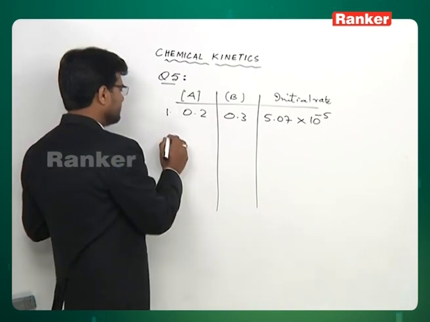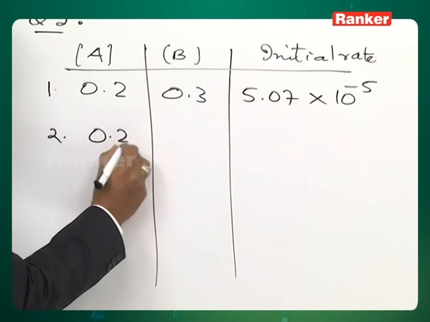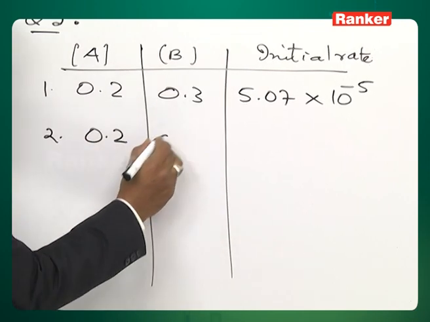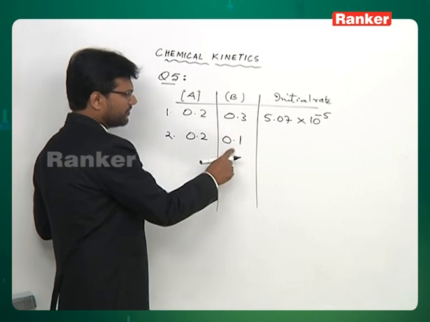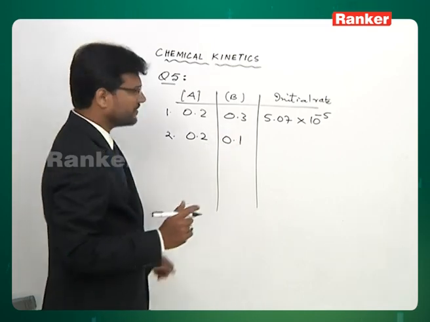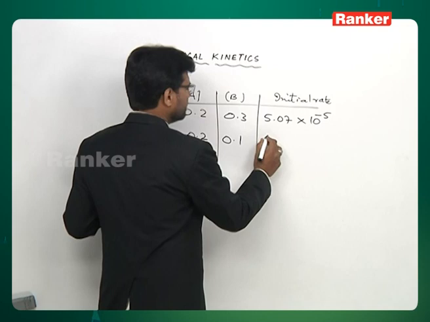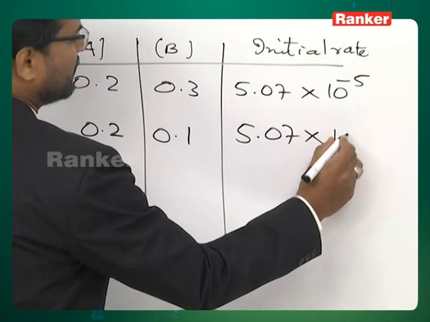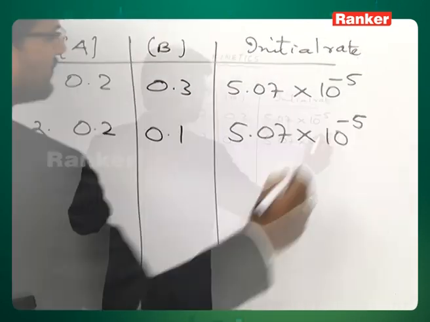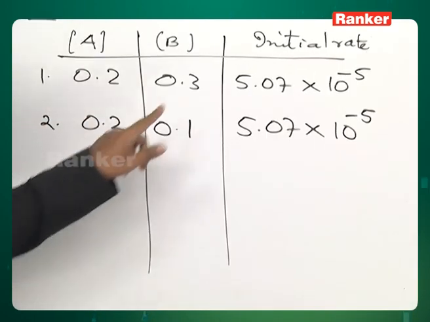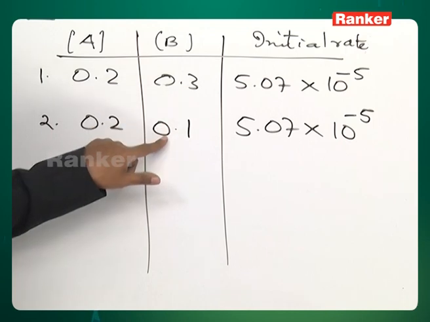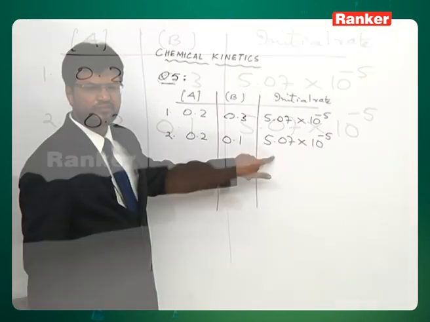Now, if you do the same reaction at the same temperature, this time the initial amount of B has been changed from 0.3 to 0.1. So whatever change takes place in the rate will be attributed to B. You can see in the list it is given as 5.07 into 10 raised to minus 5. So by changing the concentration of B, you did not change A, you have changed B. By changing the concentration of B, there is no change in the initial rate of reaction.